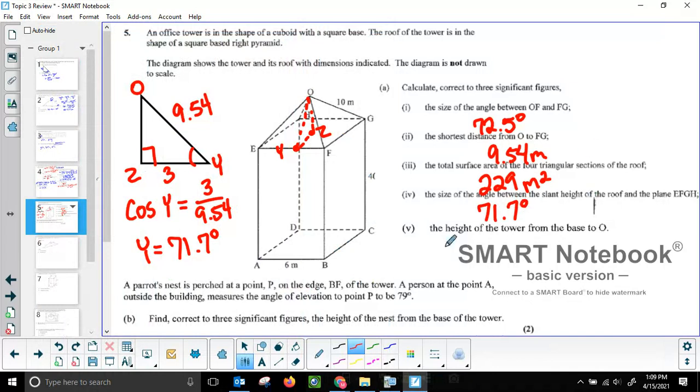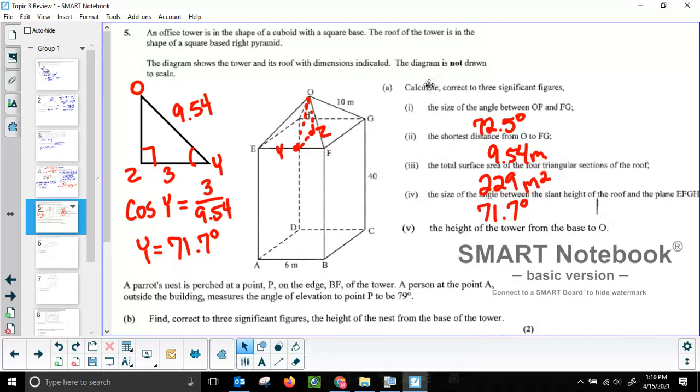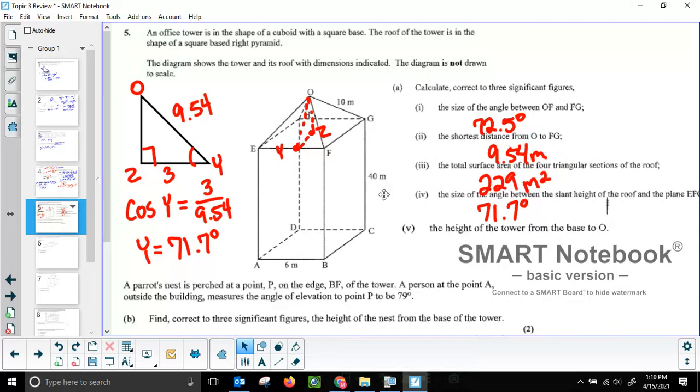All right. And then the height of the tower from the base to O. Okay, so we know what this piece is here, right? We know that this is 40 meters. So we really need to find this height right here.